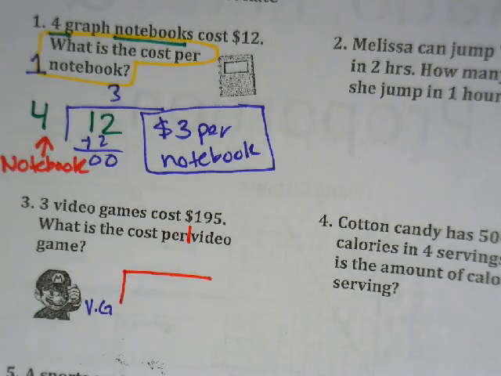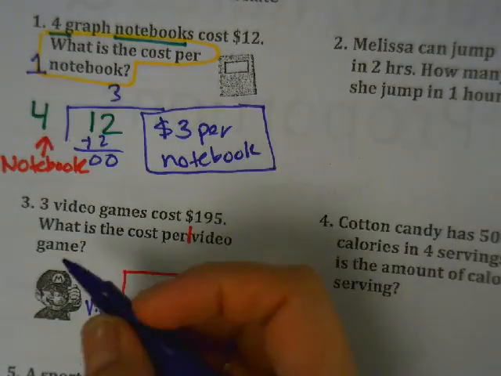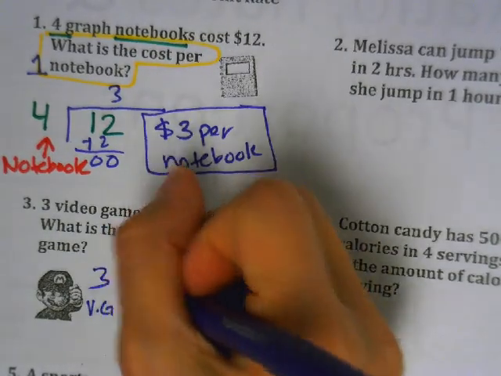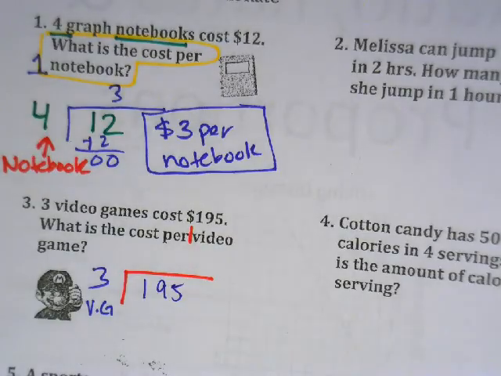So you read the question again. What number is associated, goes with video games? So read it again. Which number goes with video games? 195. Is dollars. The 195 is dollars. Not video games. I'm looking for the number that goes with video games. What number goes with video games? 3. Because it says 3 video games. So that means that the number 3 goes outside. What number goes inside? 195. All right. Now let's try out your division skills.